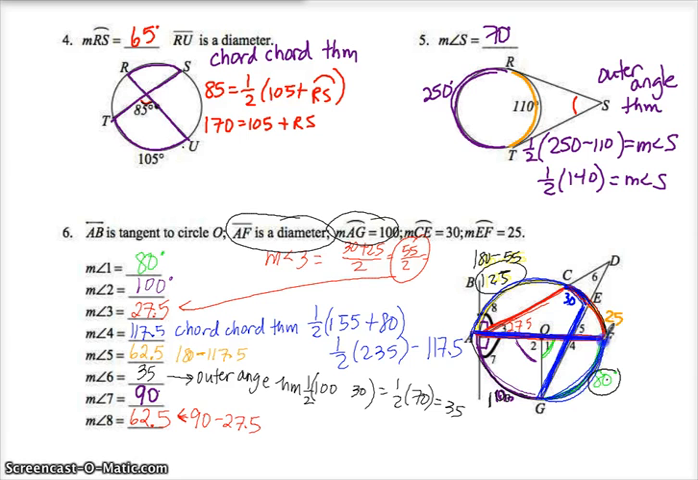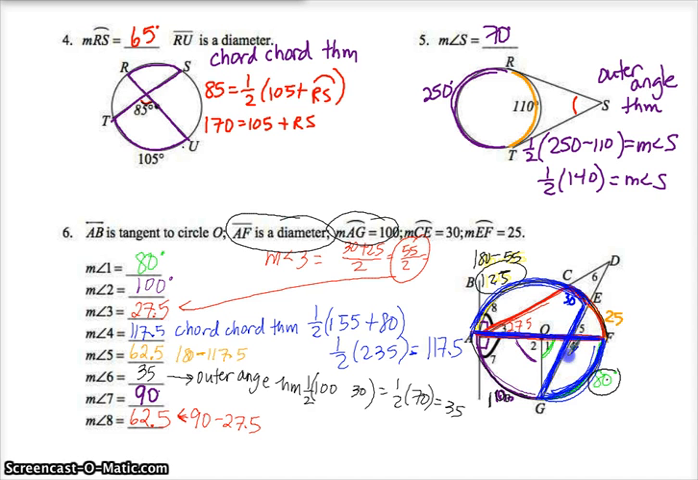So I take half the sum of 155 plus 80. Why is it 155? Because it's 125 plus 30. So 155 plus 80 is 235, I believe. I hope anyway. And then I get half of that, which was, again, a decimal, so 117.5.